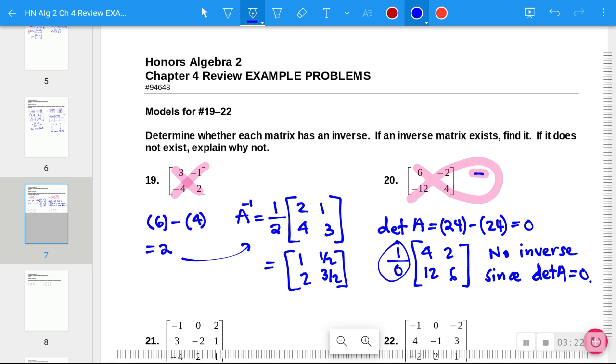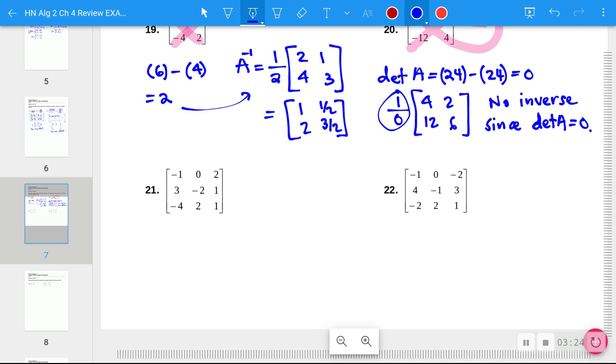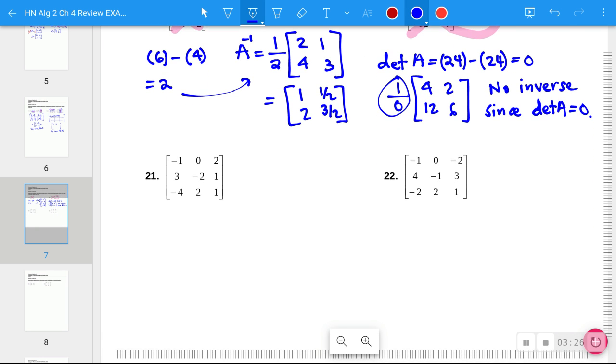Okay, we're going to pick up on the next 2 problems here. And actually, those following ones here, the inverse of a 3 by 3, they're done on a calculator. So I'm going to set this up, and I'll tell you what to type. And we'll do 21 and 22 in the next video.